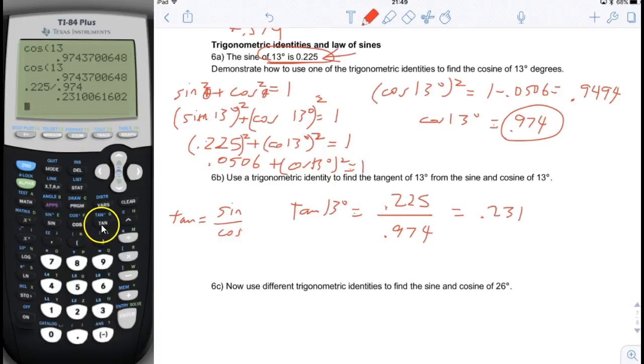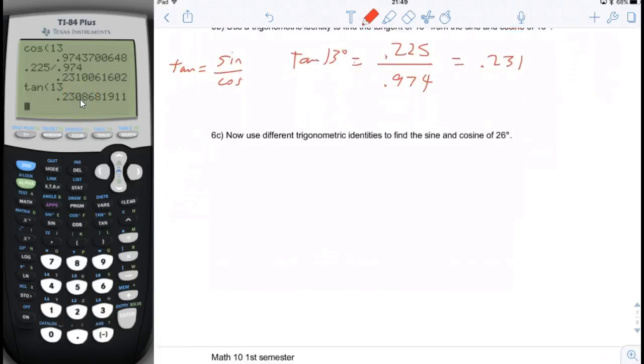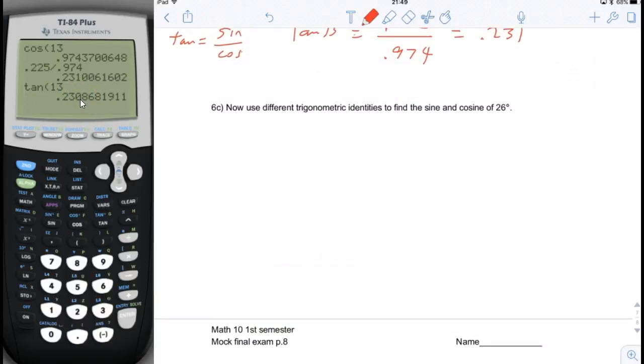Let's confirm that by doing tangent directly. 0.231. Good. Now use different trigonometric identities to find the sine and cosine of 26 degrees. Now, it's not a coincidence that 26 degrees is exactly double of 13 degrees. Remember, we have all sorts of trig relationships where if you know the sine and cosine of an angle, you can also figure out the sine and cosine of the double angle just by using certain equations.